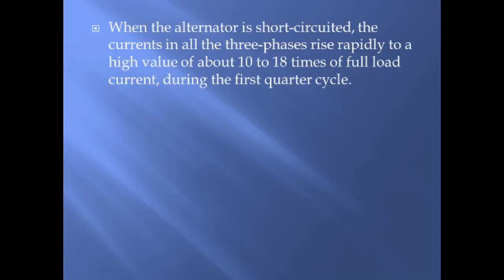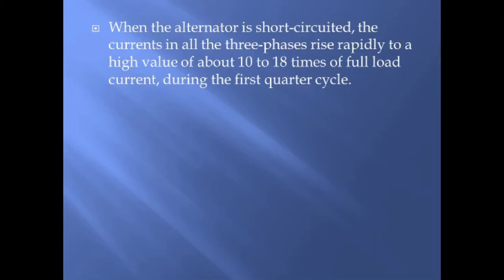Okay, so when the alternator is short circuited, now the current in the three phases, as I told you, goes to a very high value and it increases very rapidly. Okay, so it can go to as high as 10 to 18 times, as I told you, 10 to 18 times. Some books may refer to 15 to 20 times. This is the range, 10 to 18 times of the full load current during the first quarter cycle. Means during the first quarter cycle, obviously when you have the sinusoidal waveform with normal frequency, for the first quarter you have the subtransient period.